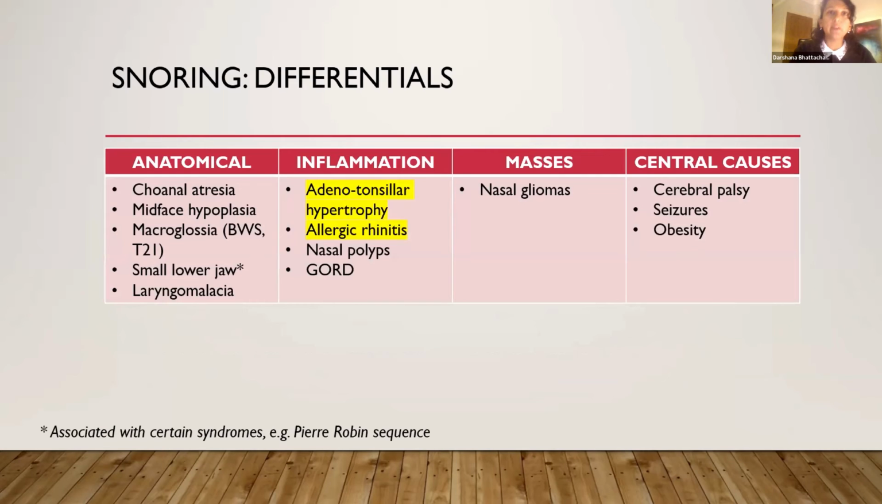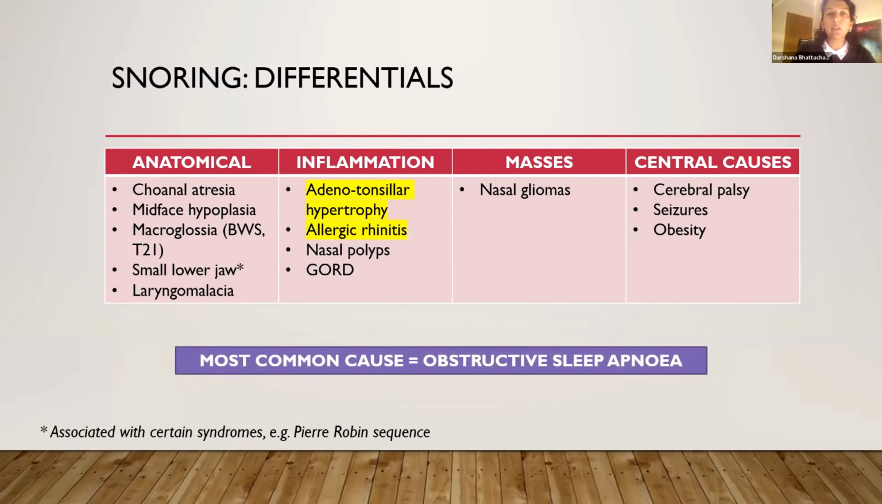There are a wide range of differentials for snoring, as you can see in this table. I'm not going to go through every single one of them in detail, but suffice to say the most common cause of snoring is obstructive sleep apnea. And that's caused generally by the two highlighted conditions above, which is adenotonsillar hypertrophy and allergic rhinitis. So it's by far the most common cause of snoring.